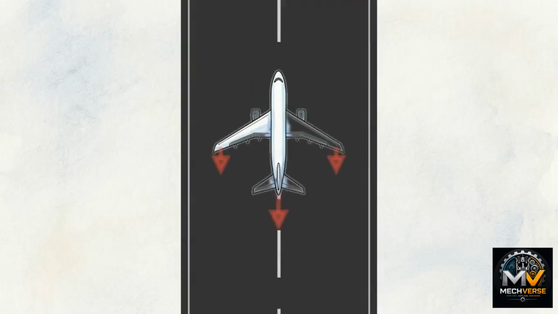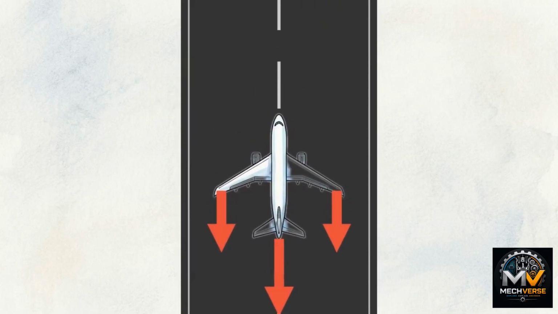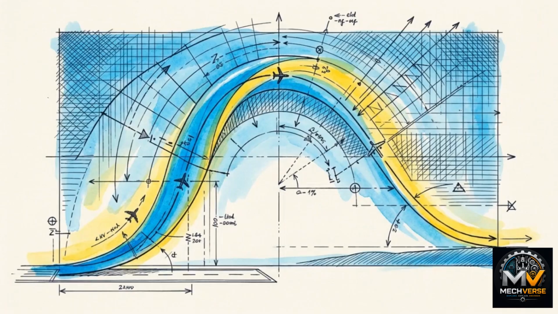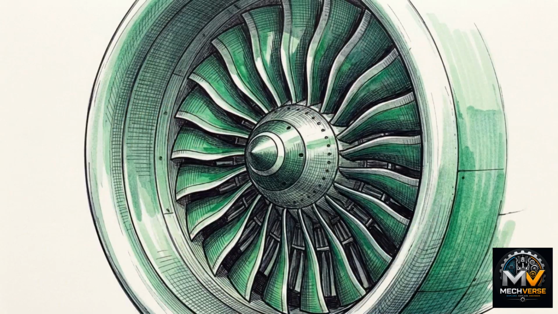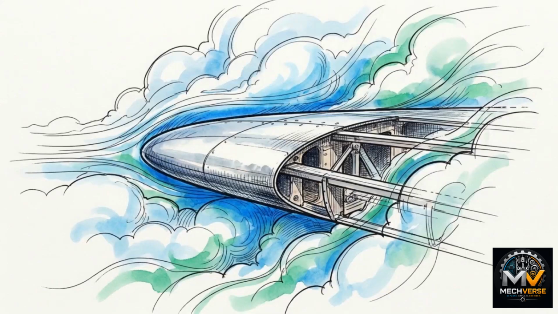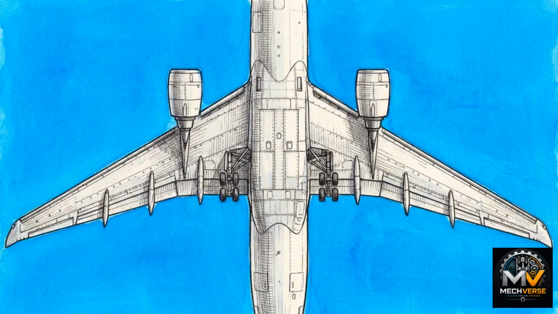The pilot has successfully used drag as a tool, breaking the aerodynamic efficiency of the machine to return it safely to the ground. From the initial takeoff roll to the final touchdown, every phase of flight is a masterclass in fluid dynamics. Thrust provides the motion, motion provides the airflow, and the wings translate that flow into the lift that keeps hundreds of tons of metal in the sky.